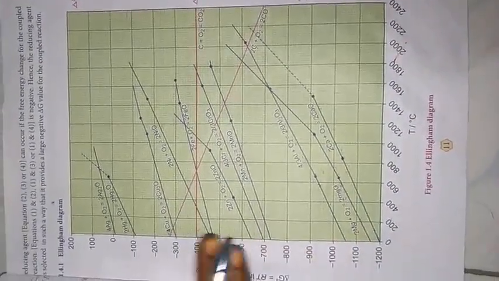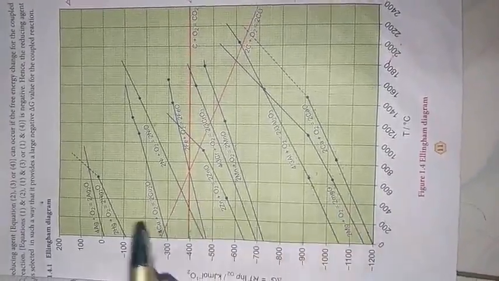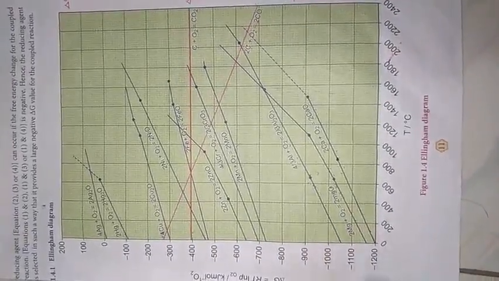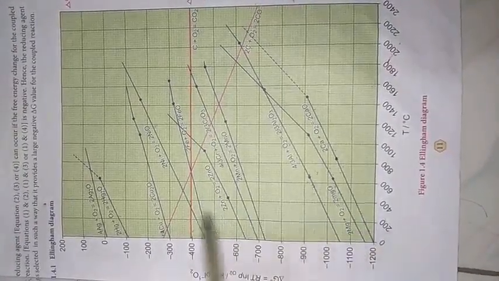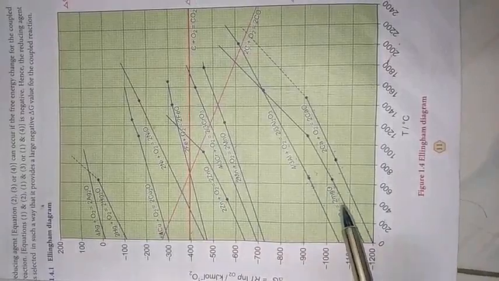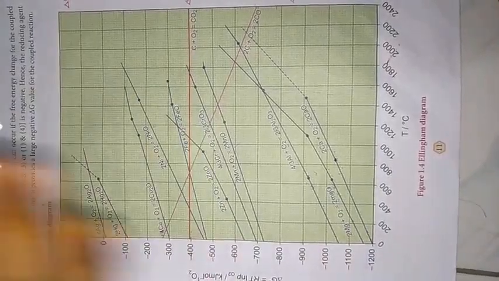So listen, this Ellingham diagram shows which one reduces which one. Remember one thing, the lower-located metal oxides are more stable than the ones located above.